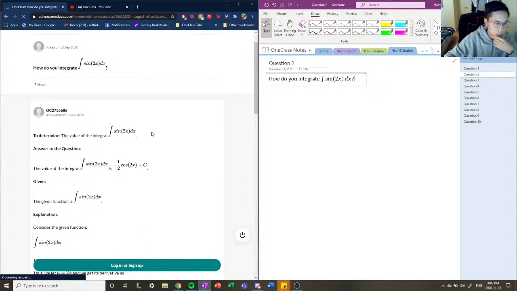All right, moving on to question number 2. Now we're talking about integrals. The question reads, how do you integrate sine 2x dx?